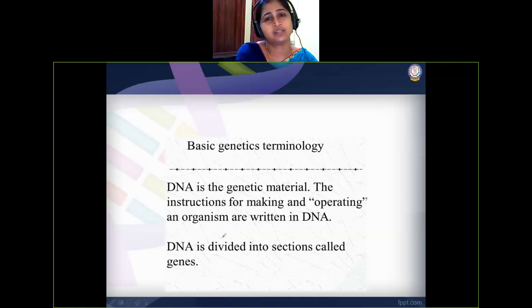Basic terminology: what is DNA? What are genes? We'll see the first one. What is DNA? DNA is a genetic material. For example, take a computer. A computer needs an OS. What is OS? Operating system. Likewise, we have DNA as an operating system in our body. Otherwise, we can call DNA a blueprint also. I'm just giving a comparative meaning. It is nothing but a blueprint.